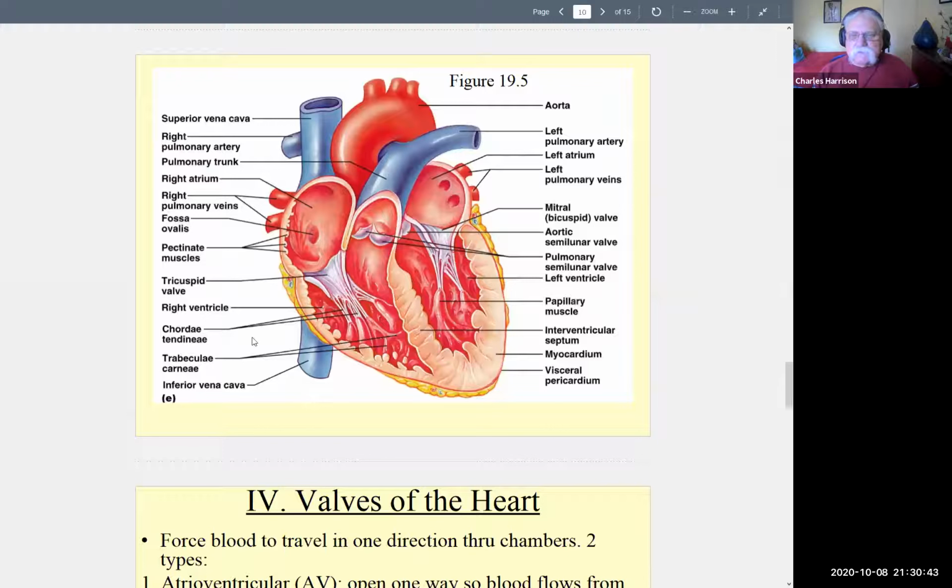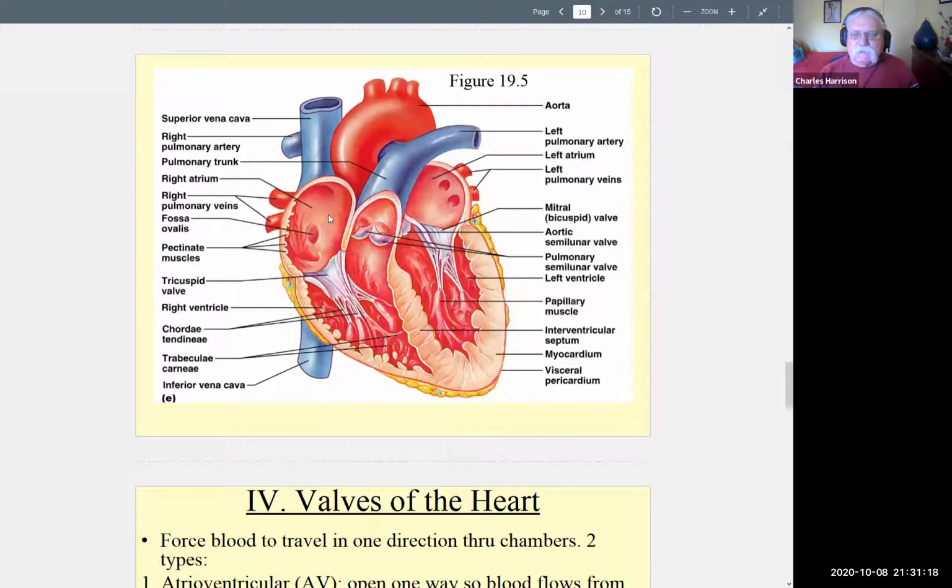Let's look at this for just a second. This figure of the heart. The vena cava brings blood back. The vena cava inferiorly brings blood back. That enters here, and it enters here. This does not show the coronary sinus, which is a small hole that is right there. That's bringing blood back from the coronary circulation.